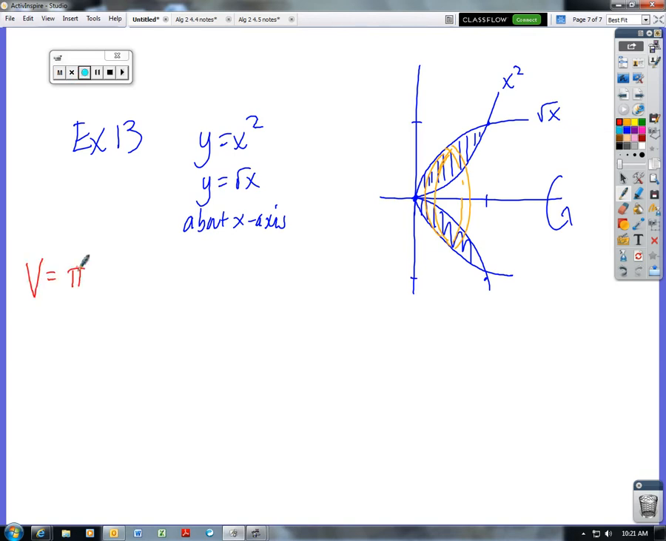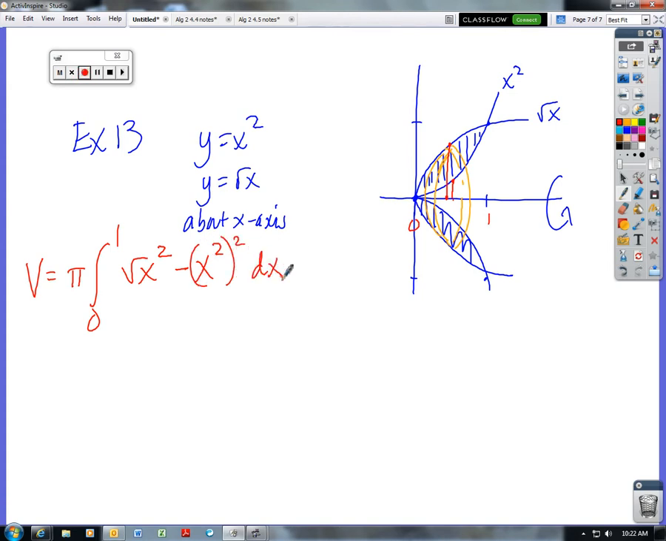So again, it's pi r squared, but it's big R squared minus little r squared this time. They intersect at 1, so we're going from 0 to 1. And we want to do the outer radius squared minus inner radius squared. So the outer radius is from the axis of revolution up to the outer one, which is root x, so we have to square that, minus the inner radius, from the axis of revolution up to the inner one, which is x squared, and we have to square that.